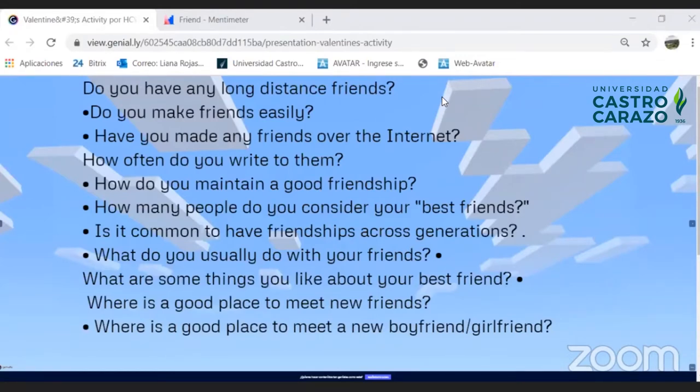Okay. It's important to know no Spanish. Okay. And when you have the message that says invitation to the room, you go to the room. Okay.